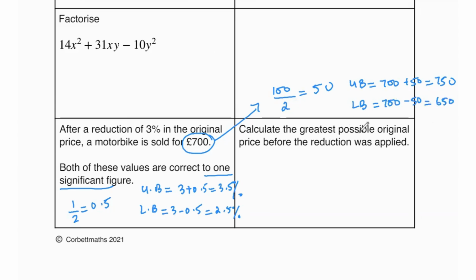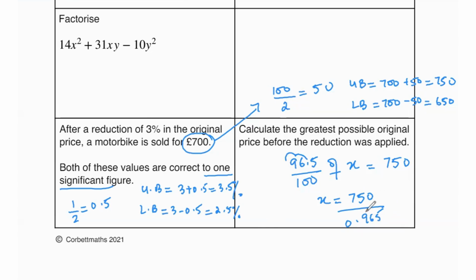Now we have to calculate the greatest possible original price before the reduction was applied. So 700 is basically 97% of the original price. But since we're talking about the greatest possible value, that means our percentage is going to be 96.5% of X, the original, equals 750. Why? Because over here, if you write this, it's going to be 750 over 0.965 because you move the decimal 2 places to the left.